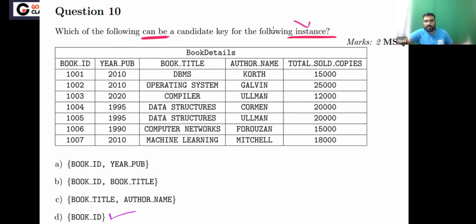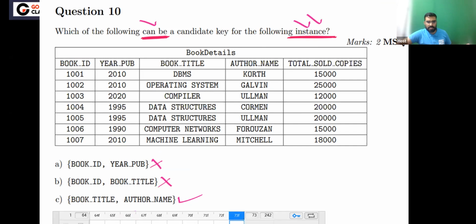For the following instance, the question is only asking for the instance. Book title, comma, author name. So you can notice DBMS, operating system, compiler. So yeah, this is also correct. What about book? Okay, so these cannot be. The question is only asking: for this instance, what can be a candidate key? This is what the question is asking. So these are your questions.